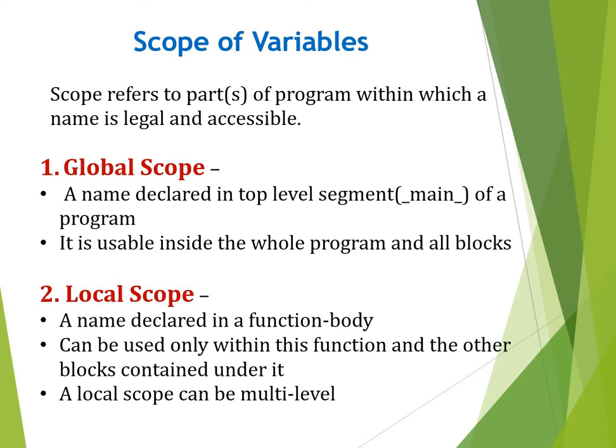Now let us understand scope in terms of programming. We can say that scope refers to the part or parts of a program within which a name is legal and accessible. Suppose in a program you are using a variable. Whether that variable is accessible by the function or by different parts of the program, that refers to scope. Scope refers to parts of a program within which a name is legal and accessible.